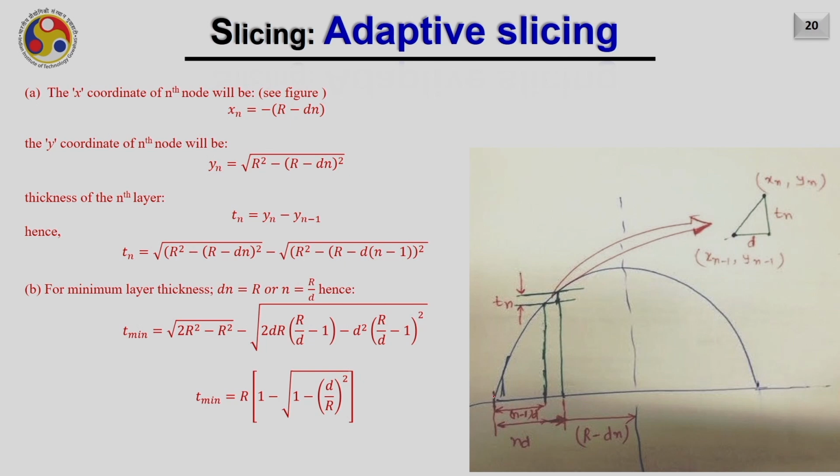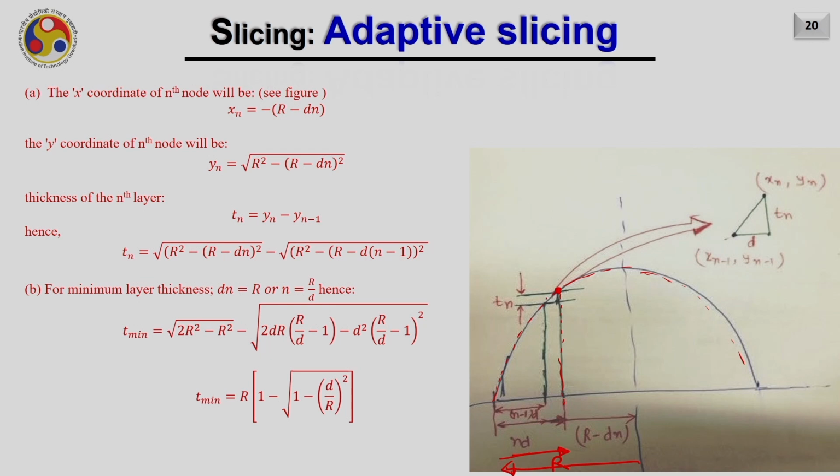So let us consider the profile which is having the inner radius R, looks like this. This is the inner radius. So the distance from here to here is nothing but R. Now if there are a certain number of layers here, I am considering a node at this point, and this node is at a distance ND from the left, from here.